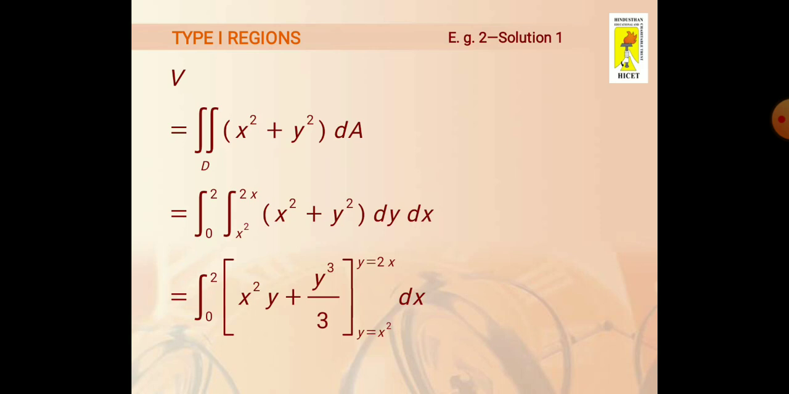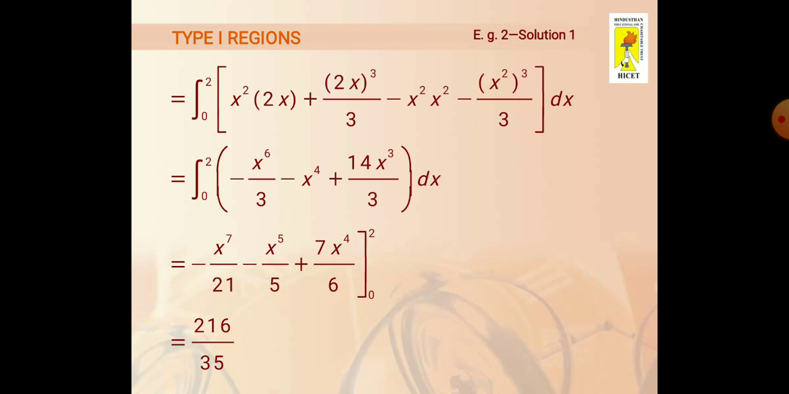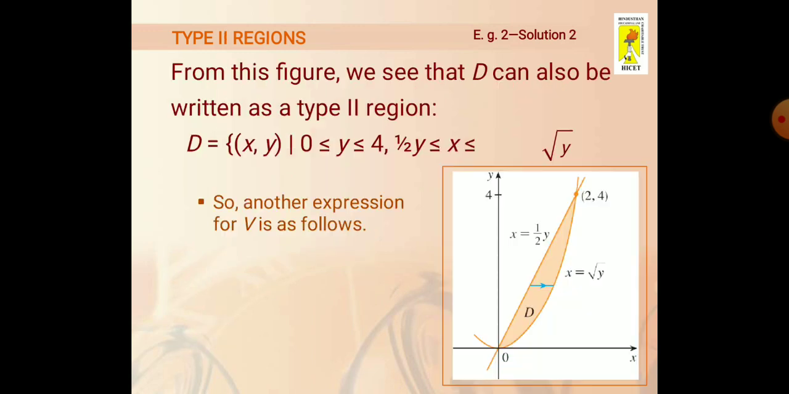So first we have to integrate with respect to y, then we have to integrate with respect to x. Therefore, integral 0 to 2 of x square y plus y cube by 3, applying the limits y equal to x square to y equal to 2x, dx. So therefore, integral 0 to 2 of x square times 2x plus (2x) whole cube divided by 3 minus x square times x square minus (x square) whole cube divided by 3, dx. So simplify the above equation, getting the final result 216 divided by 35. Hence the solution.